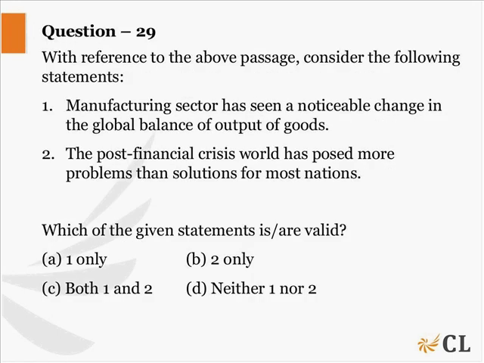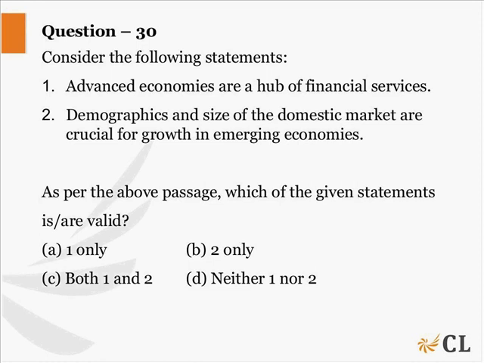Consider the following statements: advanced economies are a hub of financial services. That is mentioned in the passage, a direct question. And the second is that demographics and size of domestic markets are crucial for growth in emerging economies. So it is saying that demographics and the size of the domestic market are crucial for growth in emerging economies. So, domestic market and emerging economies.